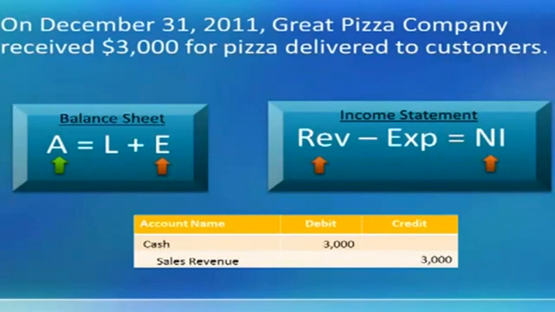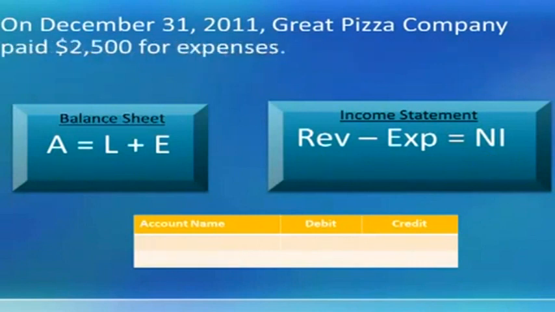The economic event is we received $3,000 for pizza delivered to customers. Cash coming in increases our cash balance, so we debit cash $3,000. We provided pizza to our customer, so we earn that revenue, so we increase revenue by crediting revenue $3,000.